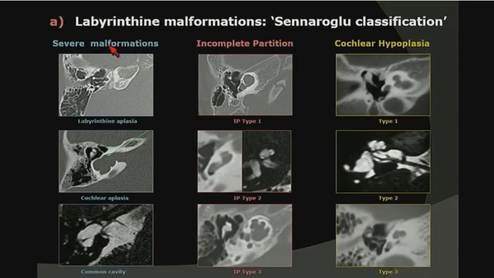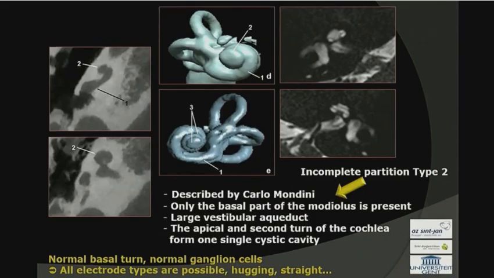Now, the Sennaroglu classification actually gives you 3 big groups. The severe malformations: aplasia of the labyrinth, of the cochlea, the common cavity. And then you have the incomplete partitions, where the inside of the cochlea is completely abnormal, 3 types. And then you have the hypoplasia of the cochlea, where the cochlea has not enough turns, is too small, so that's the hypoplasia. Now, I give you 2 examples.